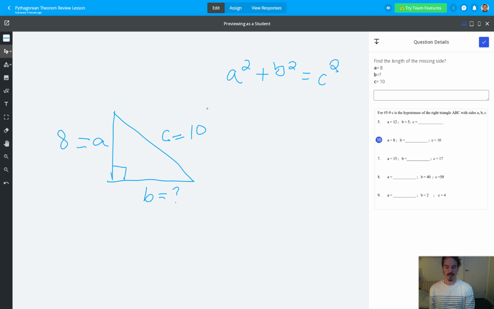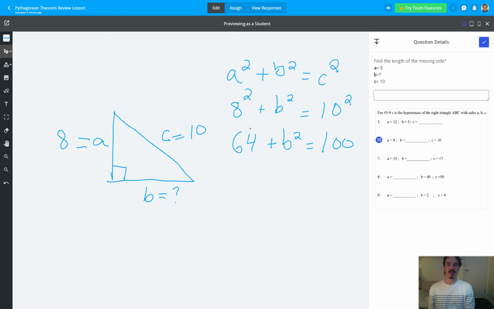Okay, so we know what A is. It's 8 squared. We don't know what B is, so we leave that blank. And then we do know what C is. C is 10 squared. So in order to solve this, we need to rearrange this algebraically. So what does that mean? It means that we need to get rid of this on this side. So in order to do that, well, let's solve it first. 8 times 8 is 64 plus B squared equals 10 times 10, 100.